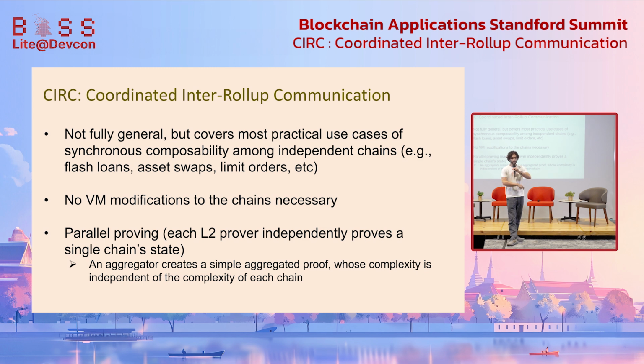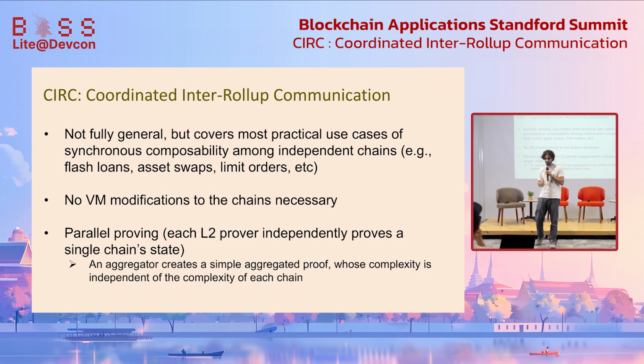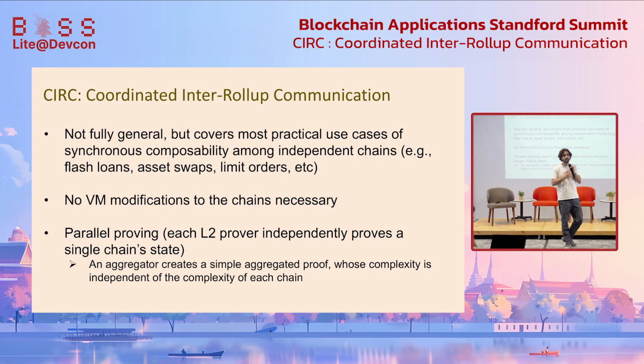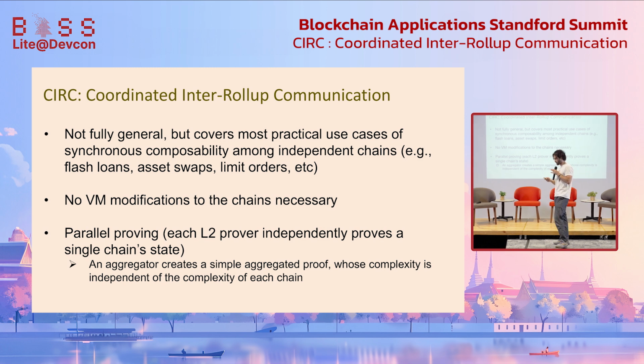So this idea is formalized in this short paper that we wrote, Coordinated Inter-Rollup Communication. You can think about it as a generalization and an abstraction of what is being done to a degree within the Optimism Superchain interoperability protocol, although they don't have the synchronous composability case, but it can be captured as a special case, and also what's being done in Polygon Aggregator. It doesn't require any modifications to the chains, it allows for parallel proving, and it's not fully general, but it covers the most practical use cases of synchronous composability.